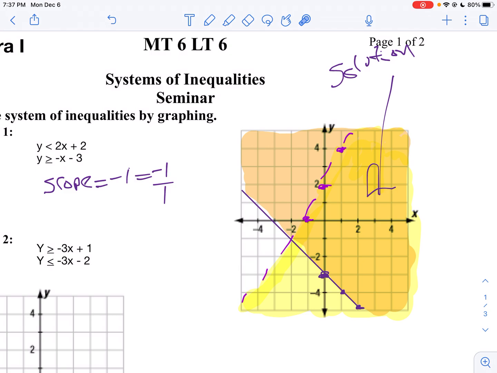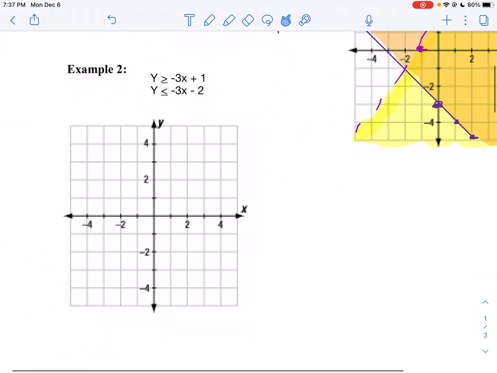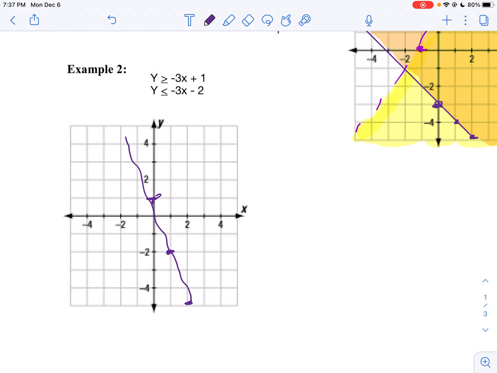Now let's take a look at another one that's kind of similar, but it has different results. So I'm going to start off here again. My first inequality has a y-intercept of 1, has a slope of -3, so I go down 3 and over 1, down 3 and over 1. It has a solid boundary line. So it looks like that. I'm shading above this line, so I'll go ahead and shade above the line here.